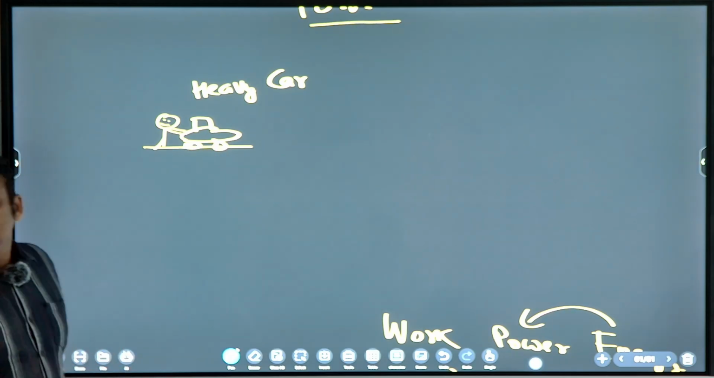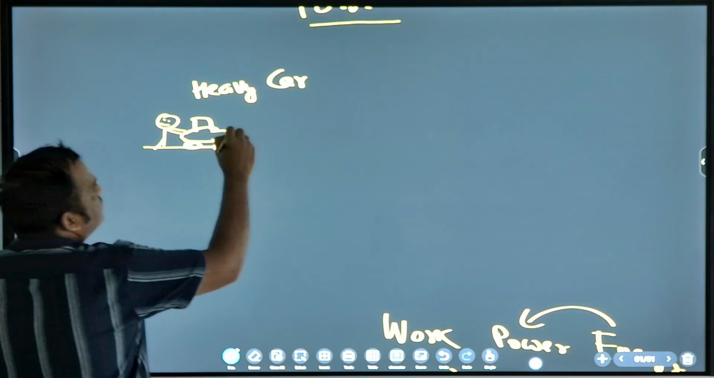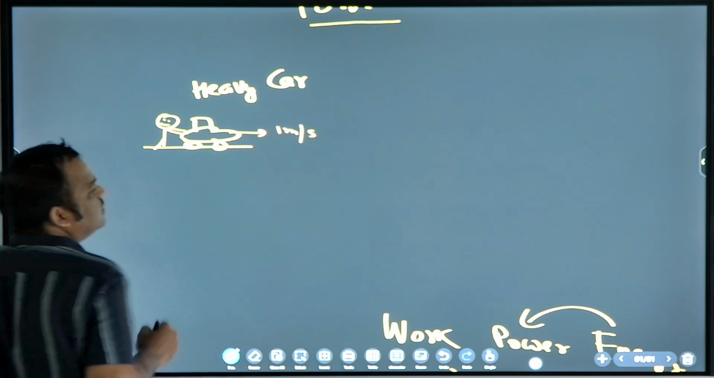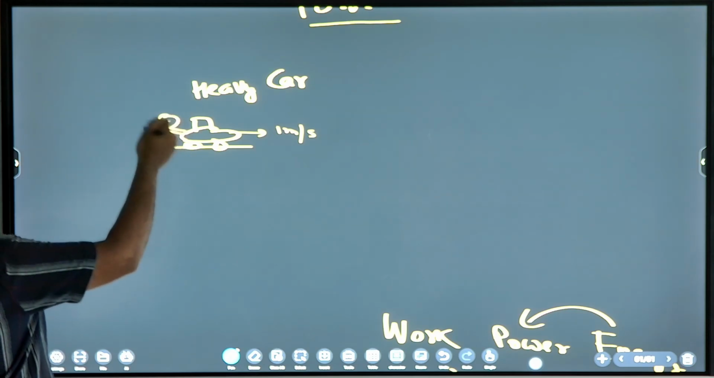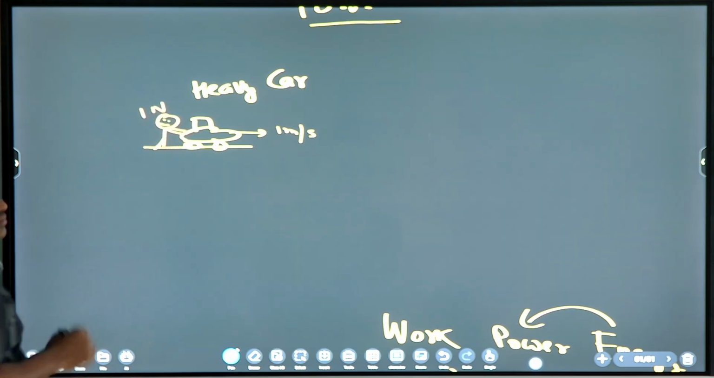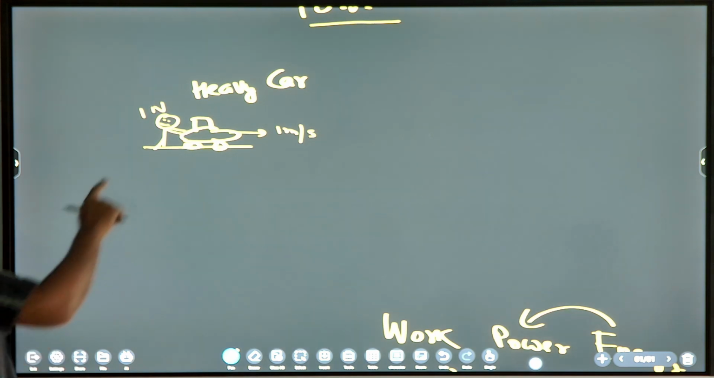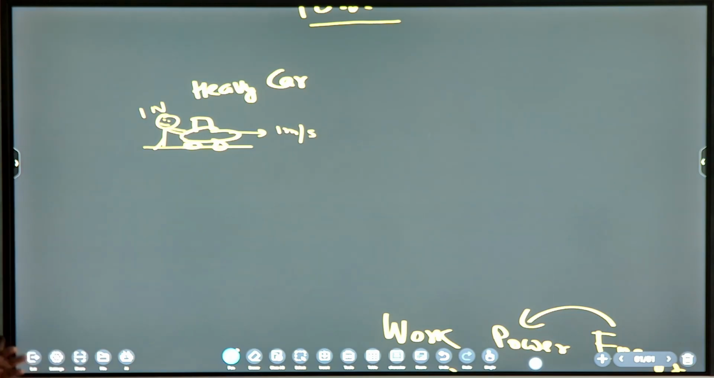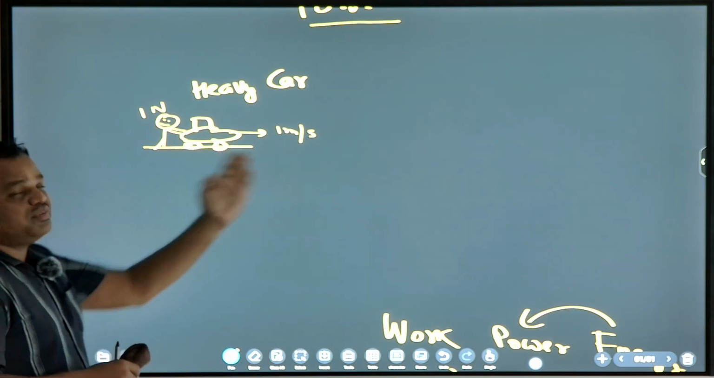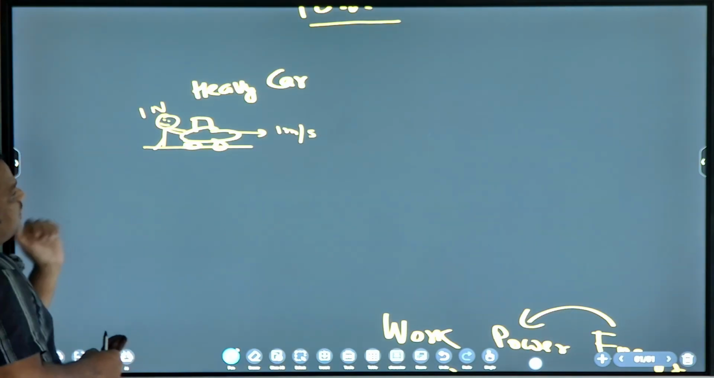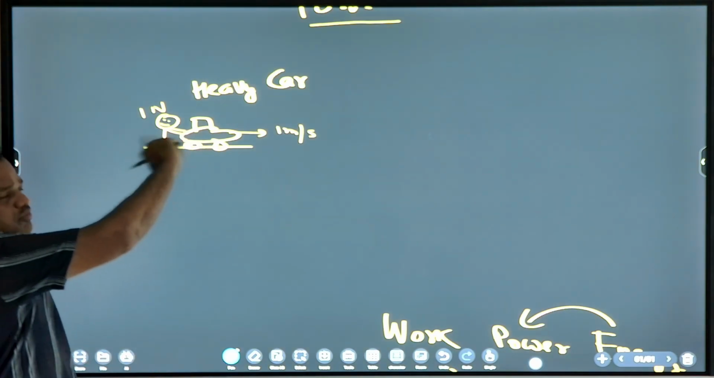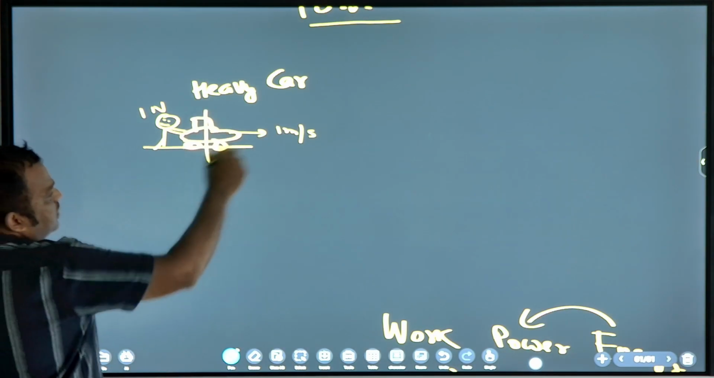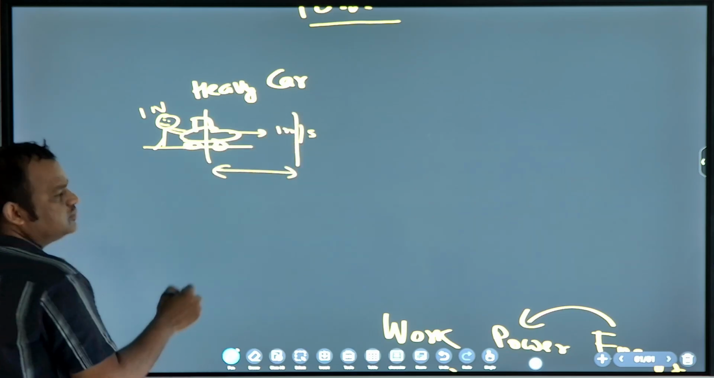So the car will move slowly, a little bit. Suppose the car is moving with what speed? 1 meter per second. But the person has to apply how much force? Say 1 Newton, just for example. As a result, the car is moving. It means the person is doing work or not? Yes, the person is doing work because the person is exerting force. Displacement of the car will be there. How much displacement? Tell me.